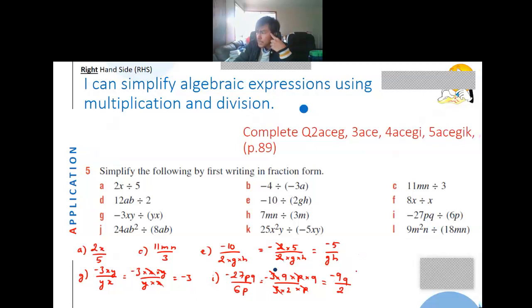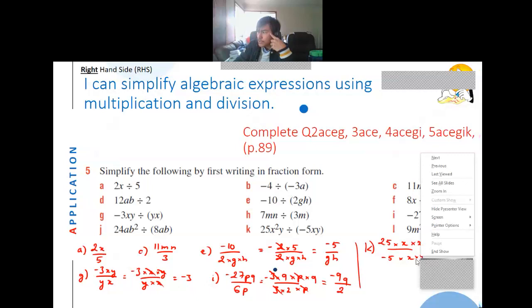And then finally, we got K. Okay, so I may need a bit more space with K. So we have 25 times x, because it's an x squared, times y, over negative 5 times x times y. Oh, sorry. Okay, now the negative sign, bring it to the front. And then think about what number can go into 25 and 5. Well, the number is going to be 5 itself.